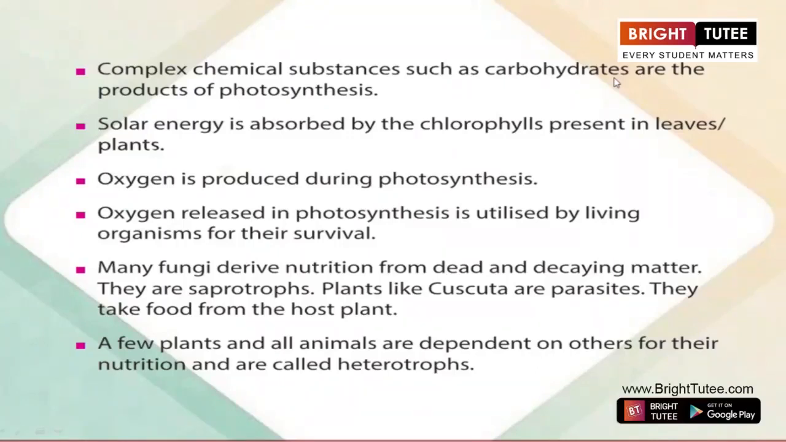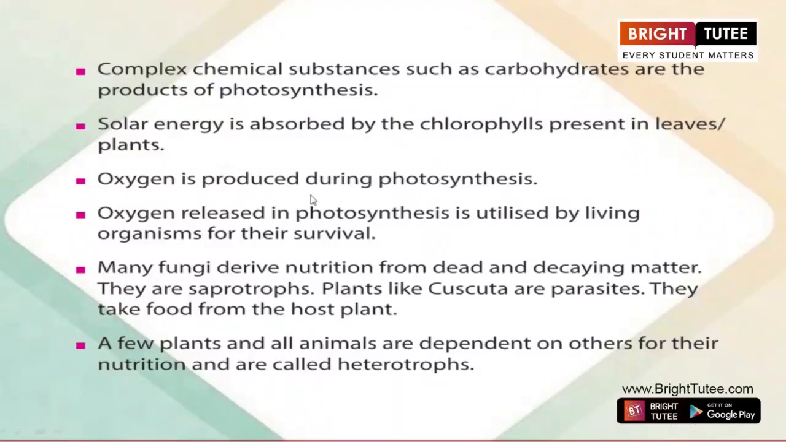Well, we have read in the chapter that complex chemical substances such as carbohydrates are the product of this process of photosynthesis, right? What else did we read? We read that solar energy is absorbed by the chlorophylls present in leaves and plants. So what absorbs the sunlight? Basically, the chlorophyll absorbs the sunlight, correct?